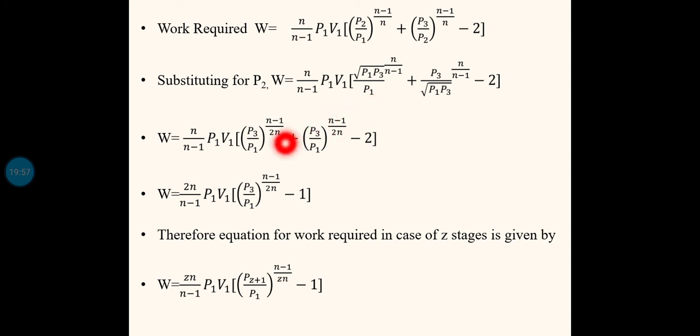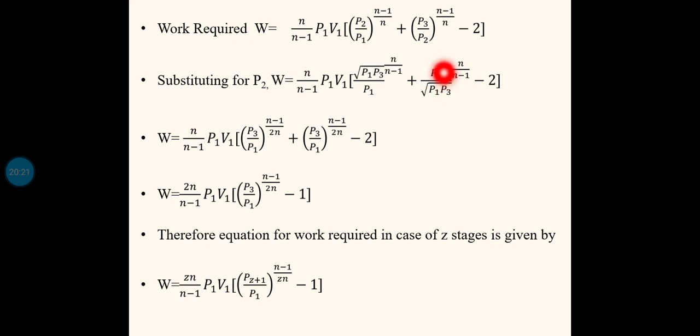So that 1 by 2 is coming along with, x raised to m all raised to n is equal to x raised to m into n. So this term becomes n minus 1 by 2n. Okay. So here it is root P3 by root P1 all raised to n by n minus 1. So that is P3 by P1 all raised to 1 by 2 all raised to n minus 1 by 1, x raised to m all raised to n, so m into n. So it becomes n minus 1 by 2n.